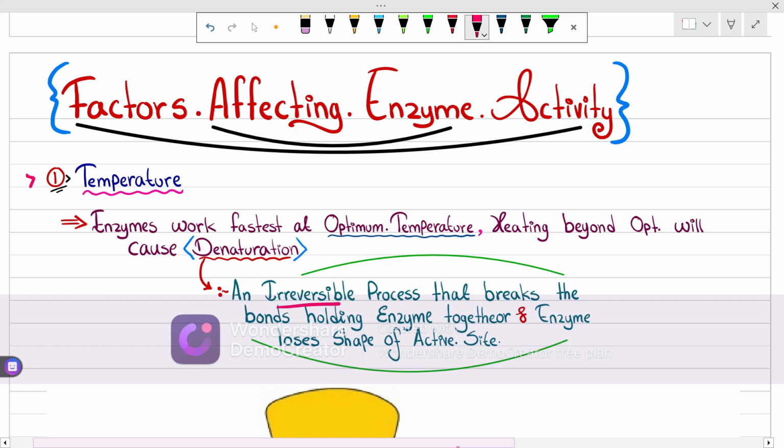This is the temperature where enzymes are working at their best. But if you heat an enzyme beyond their optimum temperature, beyond the temperature that they work best at, it causes them to denature. The process of denaturation is irreversible. It's a process that cannot be reversed. It breaks the bonds holding the enzyme together. This means the enzyme loses the shape of its active site and cannot combine with other substrates and catalyze other substrates to release other products. This means the enzyme is useless. It cannot work anymore.